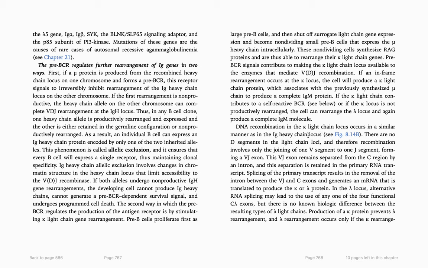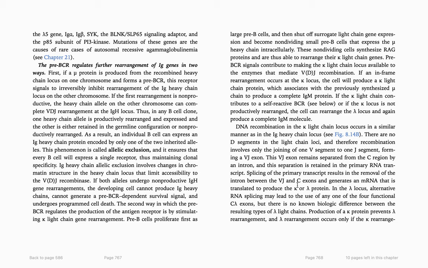DNA recombination in the kappa light chain locus occurs in a similar manner as in the Ig heavy chain locus. There are no D segments in the light chain locus, and therefore recombination involves only the joining of one V segment to one J segment, forming a VJ exon. This VJ exon remains separated from the C region by an intron. This separation is retained in the primary RNA transcript.